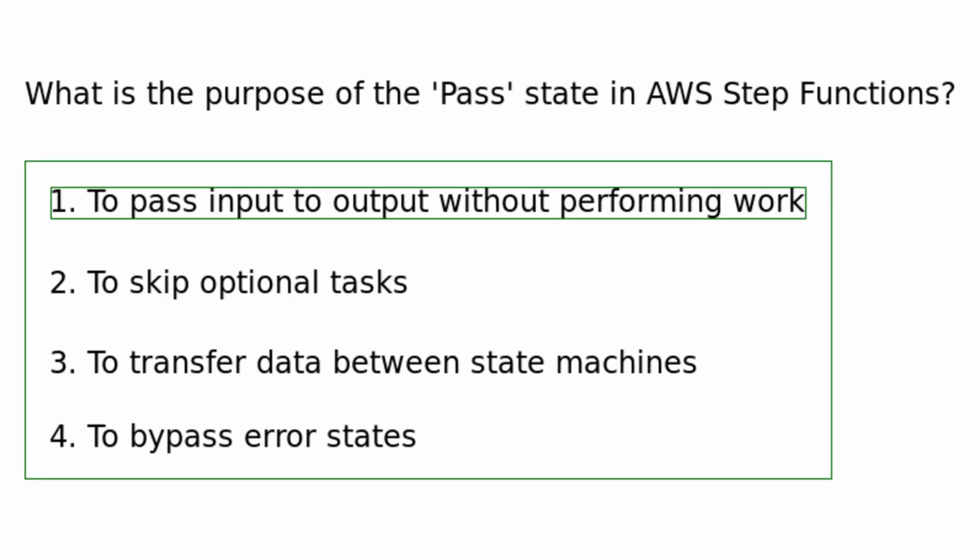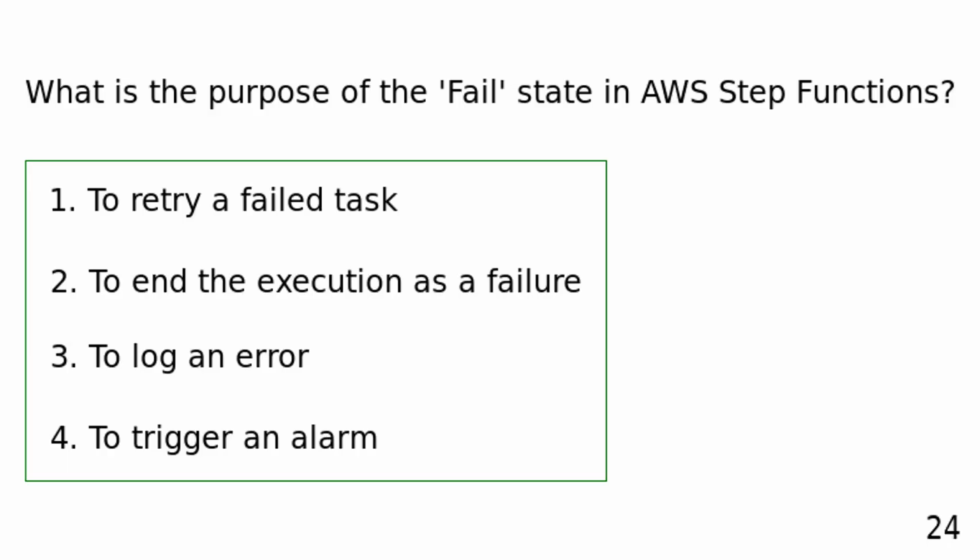The Pass state in AWS Step Functions simply passes its input to its output without performing any work, often used to inject fixed data into the workflow or to construct complex objects. What is the purpose of the Fail state in AWS Step Functions?